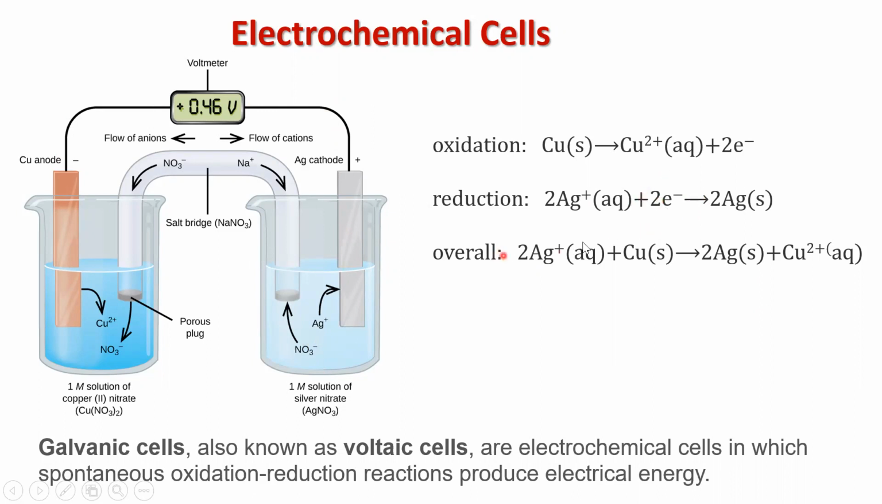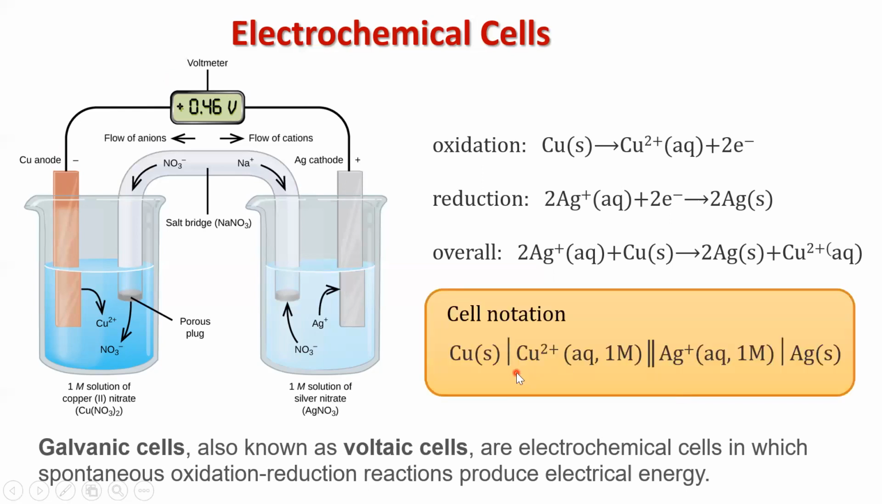So we have a chemical reaction taking place. We have a redox reaction taking place. But because the oxidation half reaction is in one compartment and the reduction half reaction is in another compartment, and we connect the two half reactions together, we're going to cause a flow of electricity and electric current due to a redox reaction. We can denote this with what's called a cell notation.